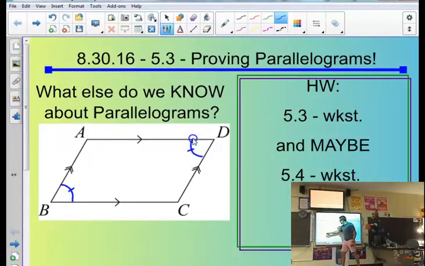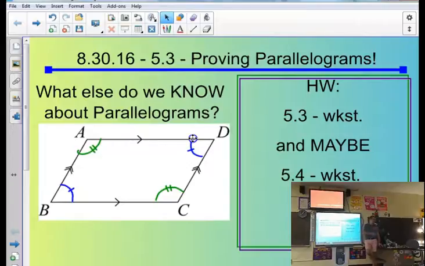Angle D and angle B are congruent, and angle A and angle C are congruent. What else can we say? Carmen? Angle C and angle D are supplementary, as are B and A, as are B and C, as are A and C, which is also what works to prove why A and C are congruent.